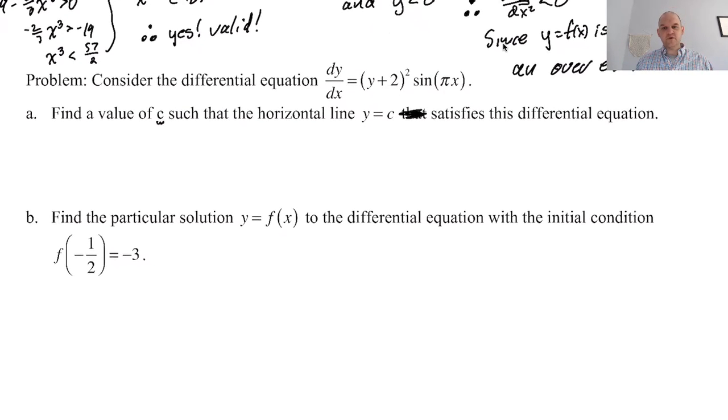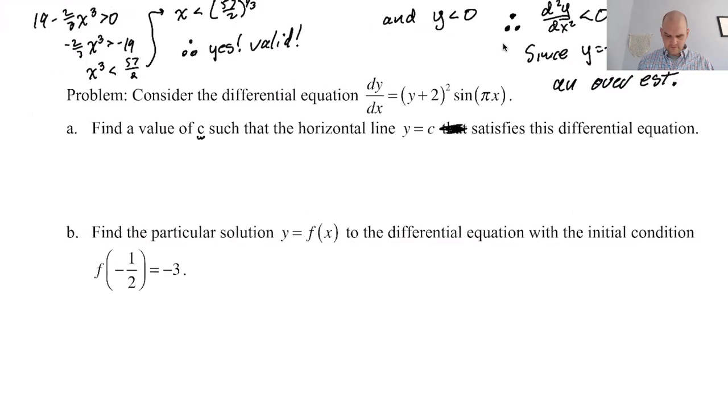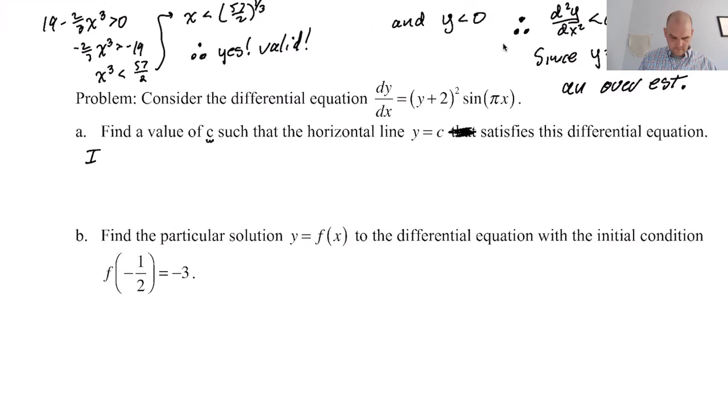All right, so what do we know about horizontal lines? If y equals c, then what does dy/dx equal? It would have to be 0. What value of y is going to make dy/dx equal 0? Therefore, I'm going to say y equals -2.